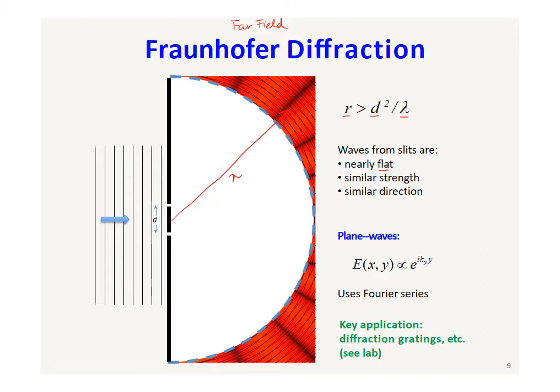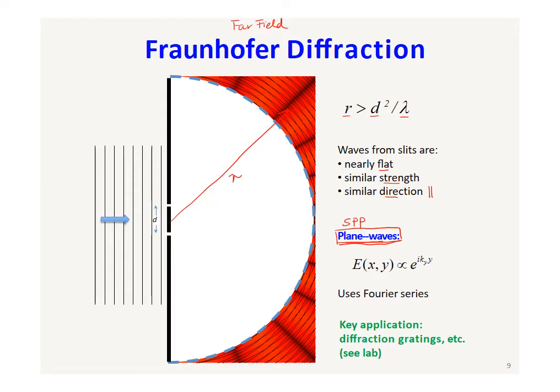The waves from each of the slits will have a similar electric field strength, and the wave from each of the slits is going to be traveling in a similar direction. So these are going to be roughly parallel. So our summing is going to be quite simple. Our superposition principle that we will use in order to calculate the electric field is going to be the sum of plane waves, in fact plane waves of equal intensity and traveling in the same direction.